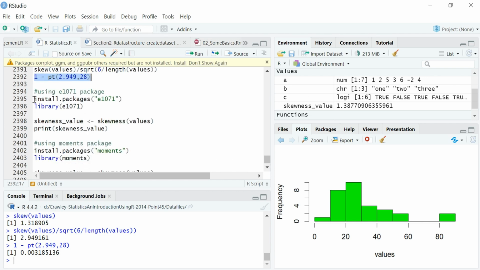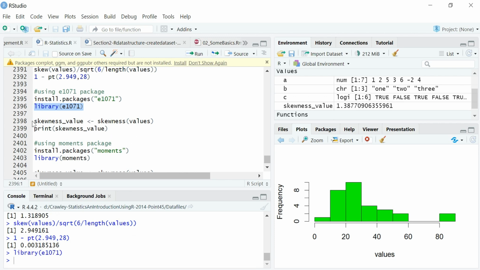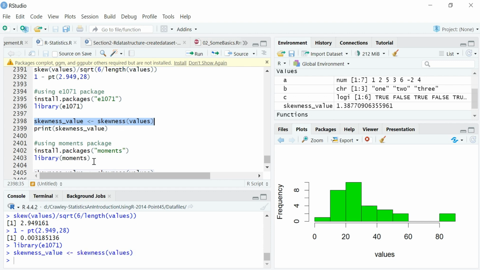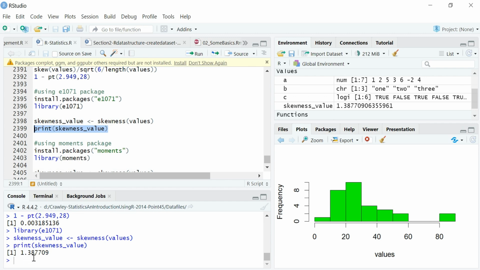The next way is to use the e1071 package to calculate the skew value. I have installed the package, so we just use library e1071 to load it. Then you can just use the skewness function from this package, skewness of values. We print this value, about 1.3877. It is a little different because of the different function algorithm.